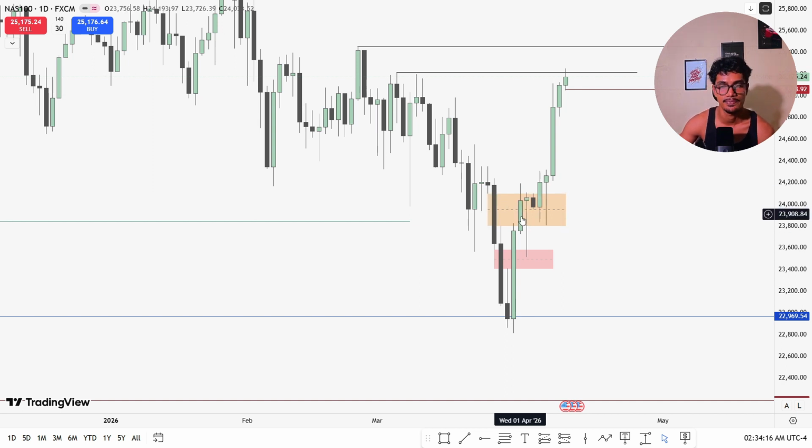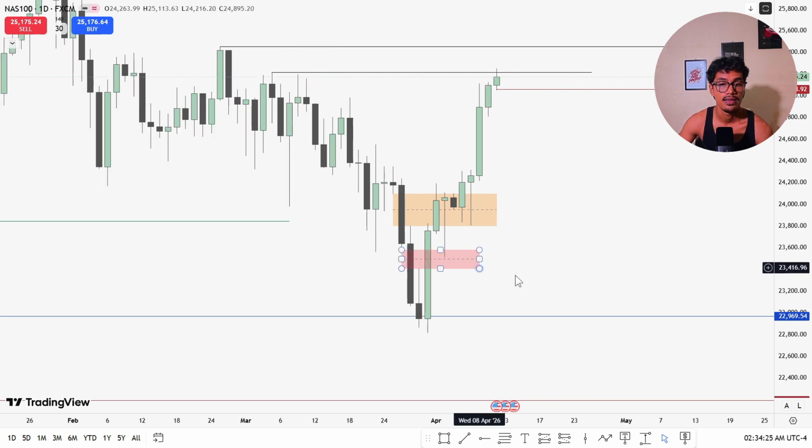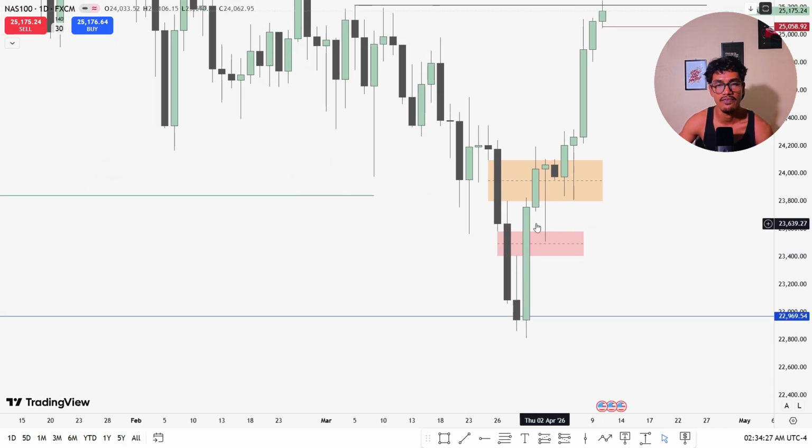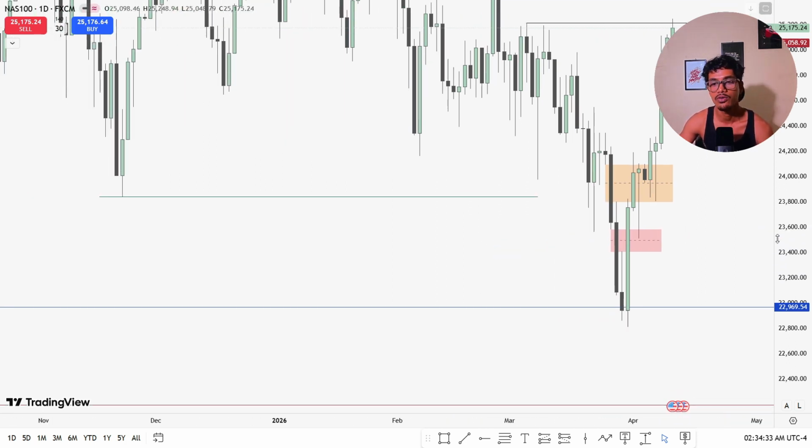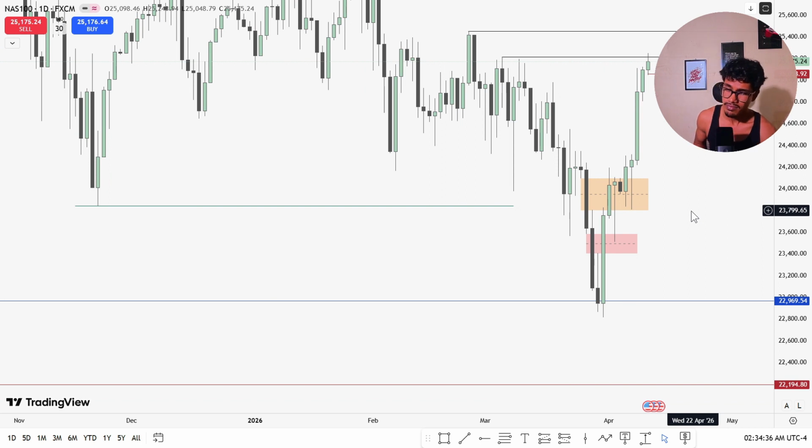So what do you expect? You expect price to sell off. It did sell off from there, but where did it stop? It stopped on that first inverse fair value gap, right? This one. Now why is this an important level for you? How do you know which inverse fair value gap to use?